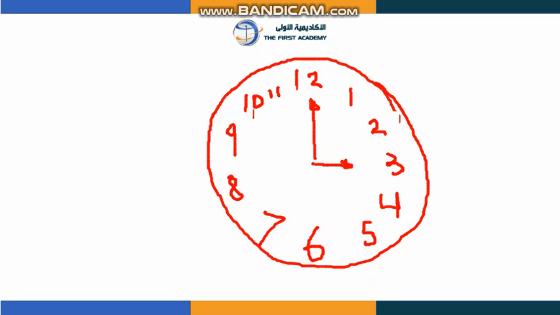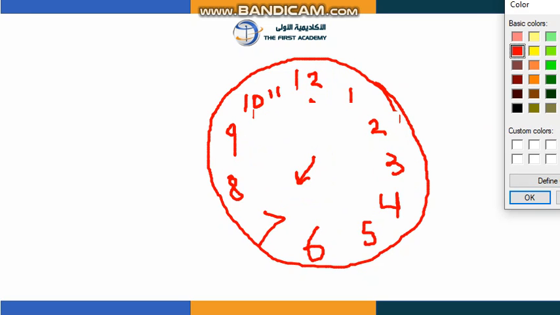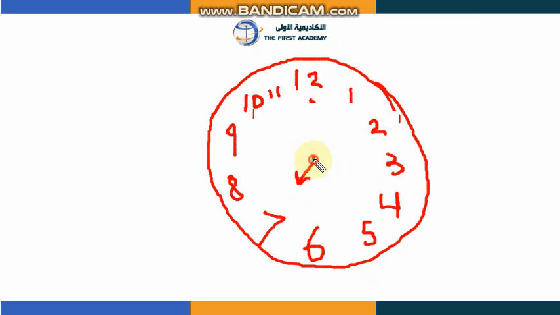So let me erase and draw something else. So the short hand is here, and the long hand points to number 12. So what time is it, everyone? Well done, it's 7 o'clock. Great. So let me erase.